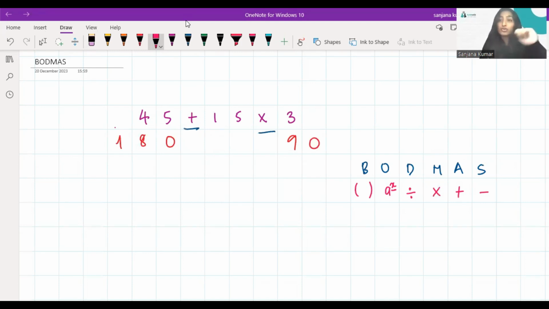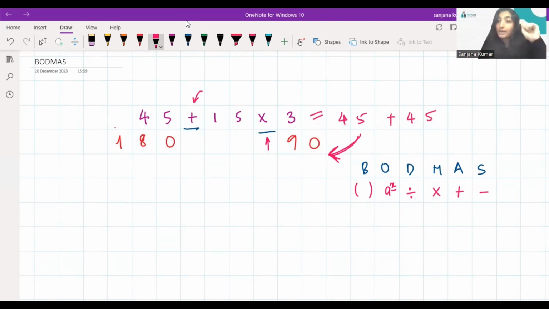So if I follow the rule of Bodmas, I will do my multiplication first and then I will do my addition. So if I apply it and find out the answer, multiplying first, 15 times 3 is 45. And then doing my addition, my answer would be 90. That means I was correct and my friend was wrong.